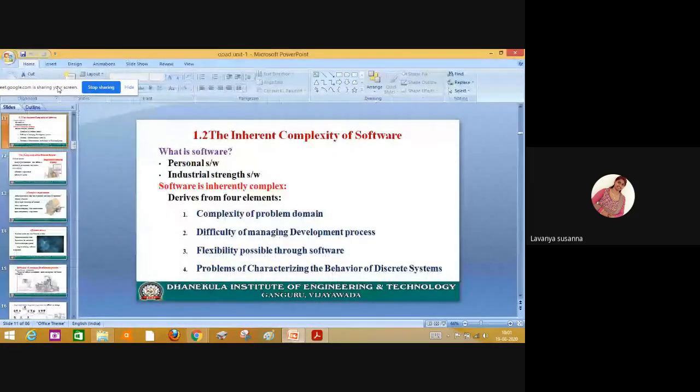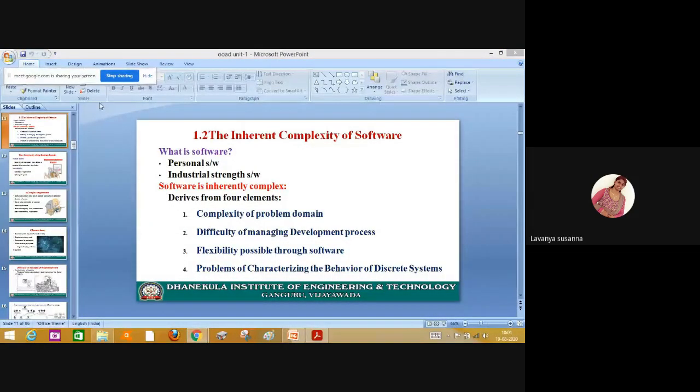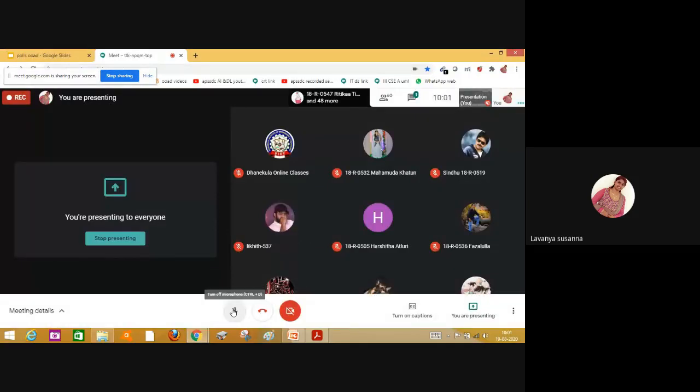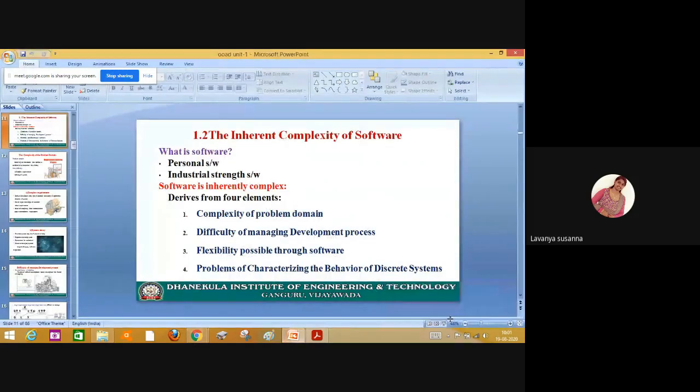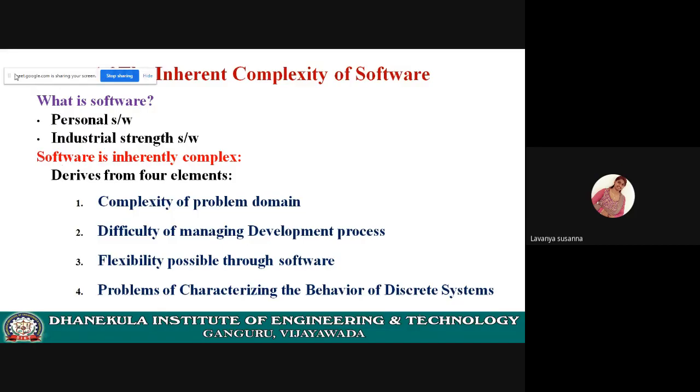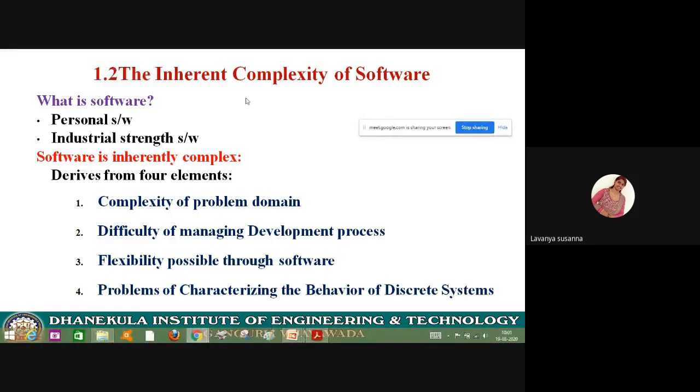Now, before going right into today's topic, attributes of complex system, let me recap the previous session topics for 10 minutes. Everyone, please listen carefully. In the previous class, we discussed the inherent complexity of software.